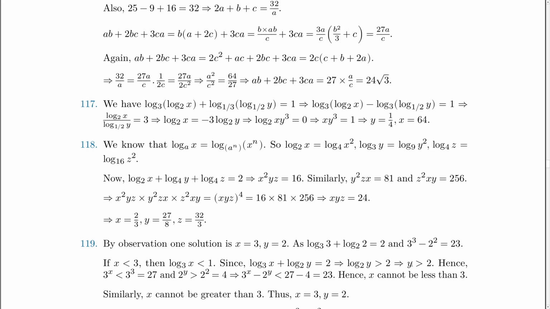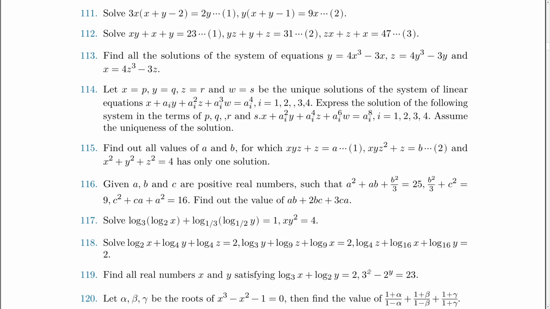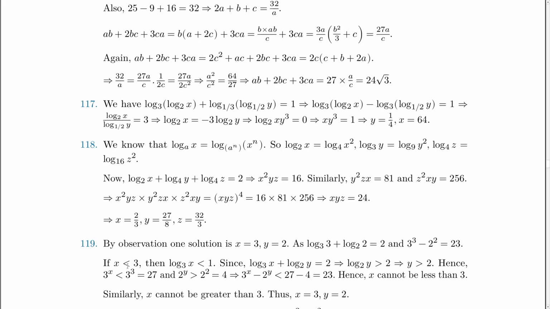Once we have x less than 3, we can say that 3 to the power x is less than 3 to the power 3, that is 27. And 2 to the power y will be greater than 2 squared because y is now greater than 2. So that means 3 to the power x minus 2 to the power y will be less than 23. So we have arrived at a condition which does not match our equation, because it must be equal to 23 but it is coming out to be less than 23, hence x cannot be less than 3.